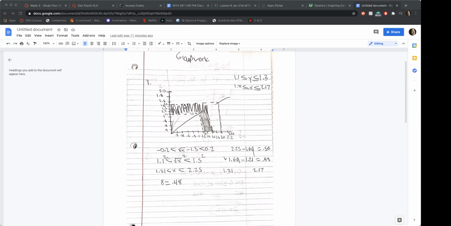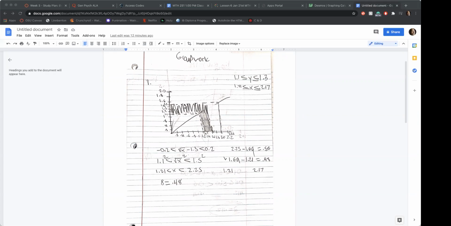So for number one, we found that the epsilon is plus or minus 0.2. And so we'd have a negative 0.2 at the left and 0.2 at the right. And we're trying to get x by itself in the square root of x minus 1.3. And when we do that, we get that x is between 1.21 and 2.25.